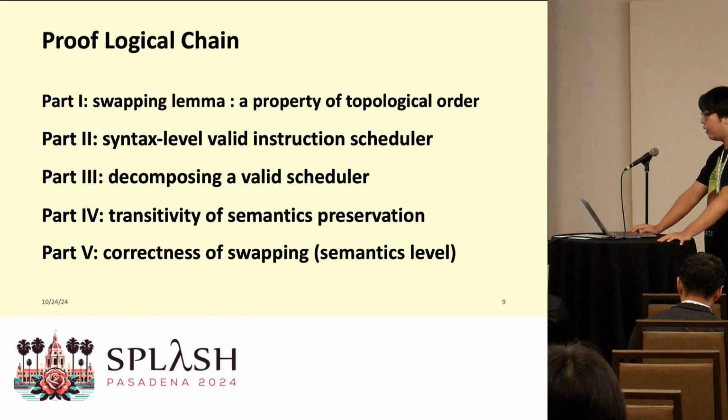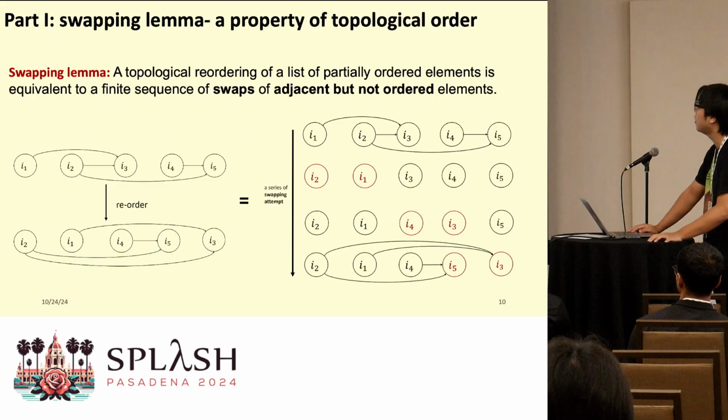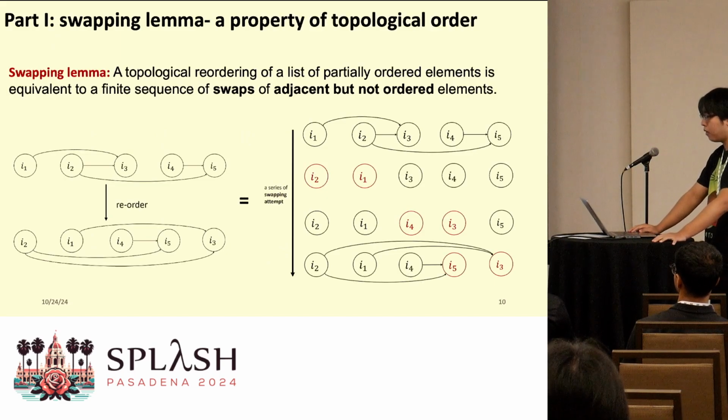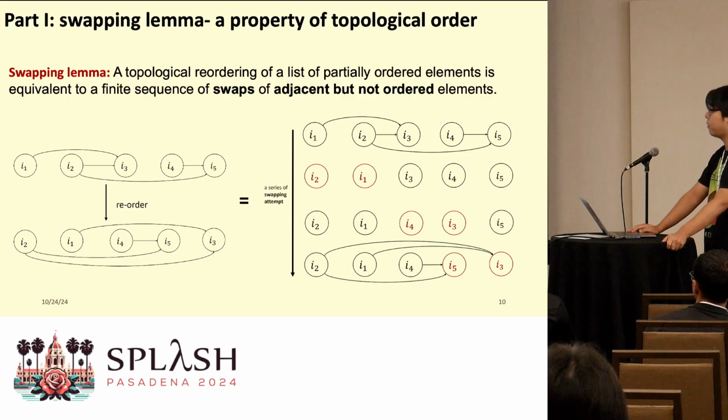In the next few pages, I'm going to introduce my logic chain, which consists of 5 parts, about how I formally proved it and kept the formal proof lightweight. The first part, which is the core idea of our paper, is using a very simple property. We named it the swapping lemma.